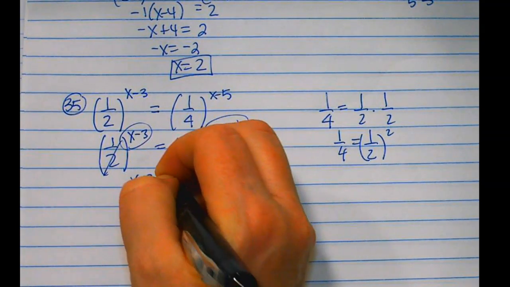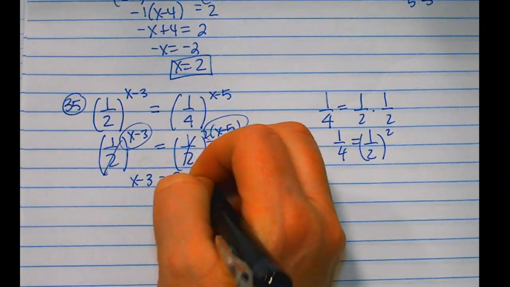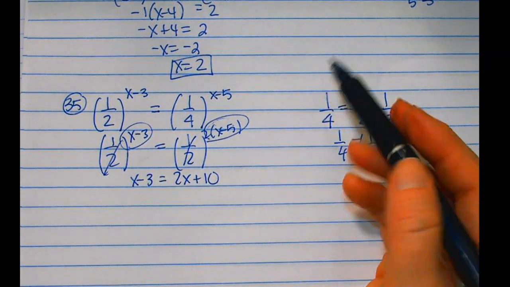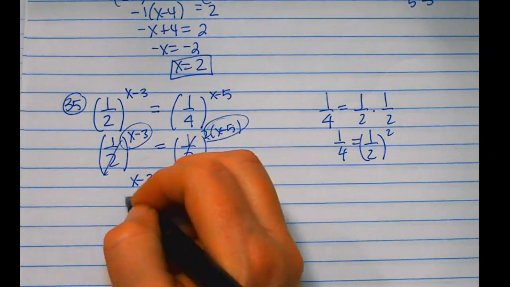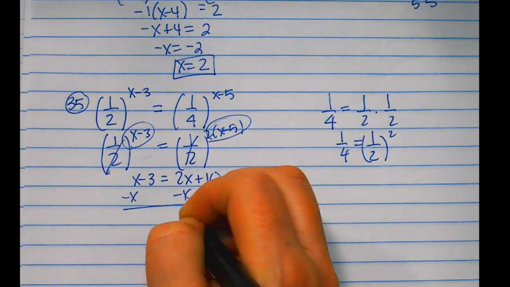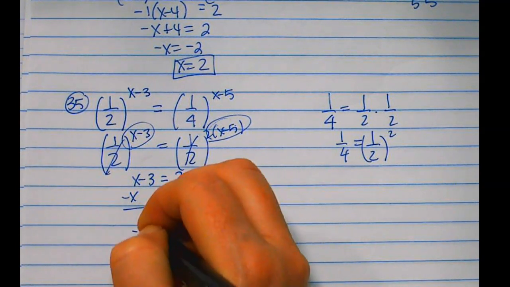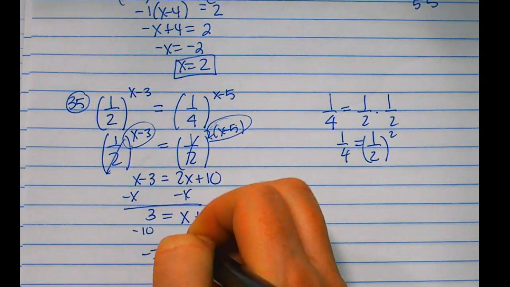X minus 3 equals 2x plus 10. So I went ahead and distributed that. And then I'm going to subtract x because that'll give me a positive x. Going to subtract 10. So negative 7 equals x.